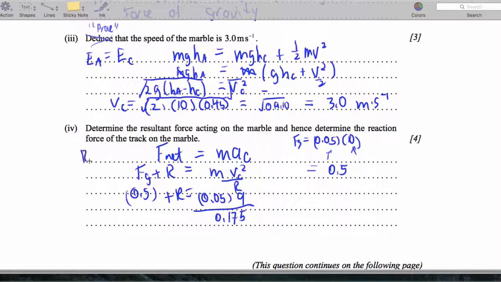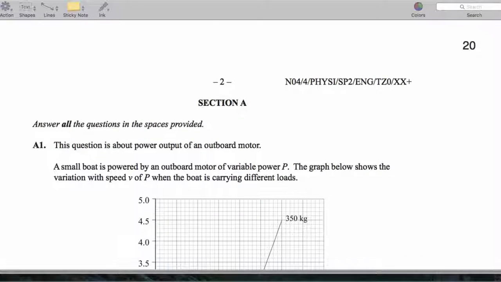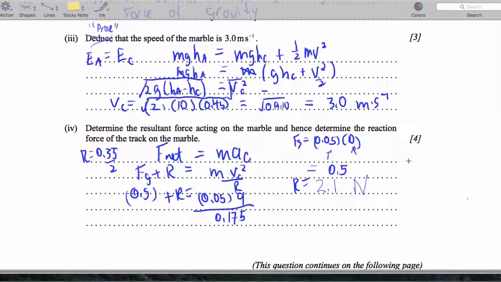So let's be clear, the radius is 0.35 divided by 2. And that's what I'm putting down there. So I can go ahead and actually solve for my reaction force, and when I go ahead and do that, I'm going to get a reaction force of 2.1 newtons. All right. That is an awesome question for this exam.